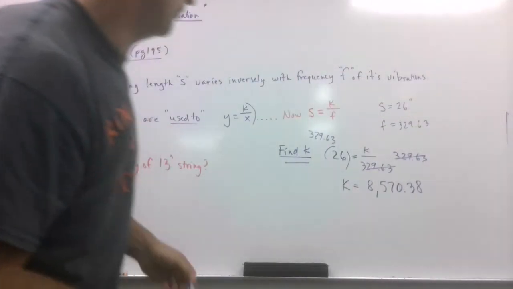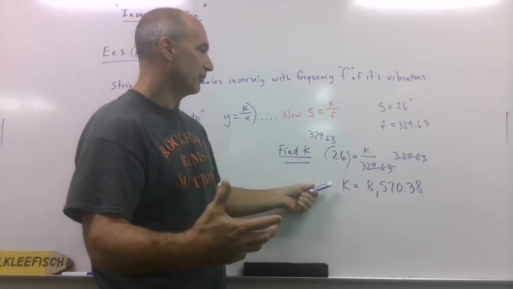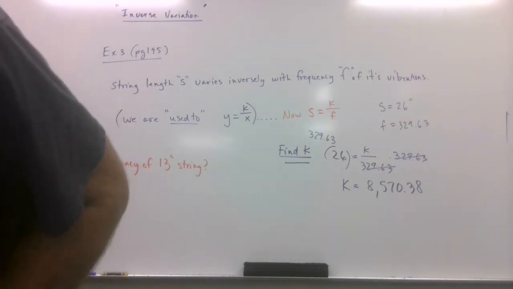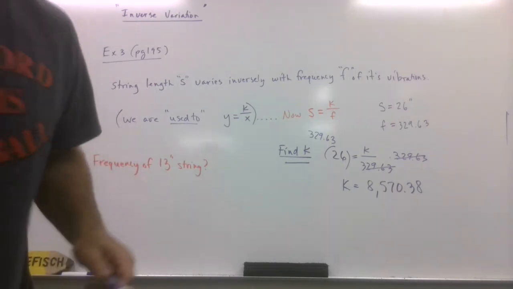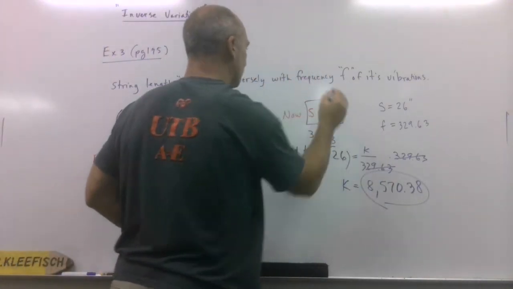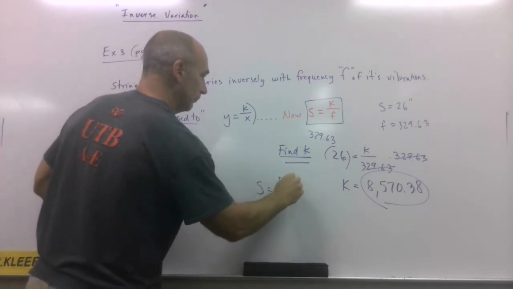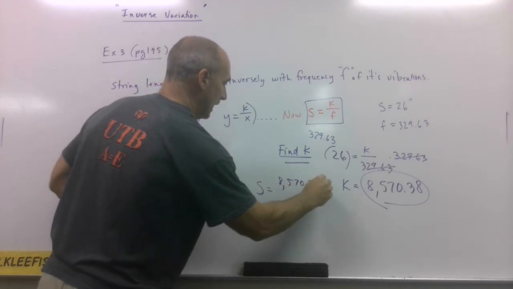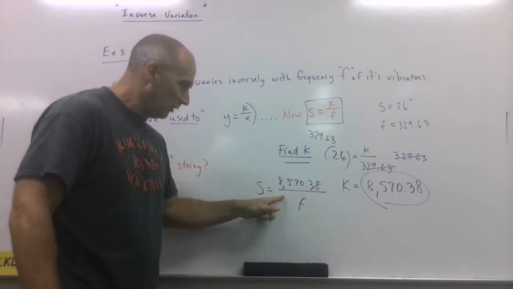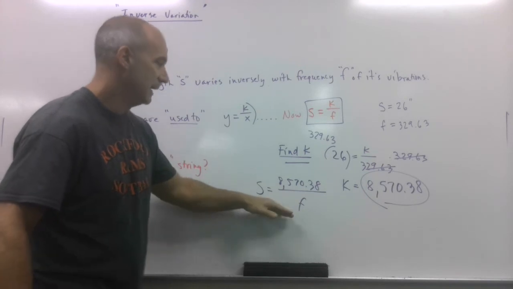Okay, so now we found K, but the question is, find the equation. How do they word that? Let me see. It says, find the equation for the inverse variation. So basically we found this, so now we're going to take it back into here and just say, hey, S equals 8,570.38 all over the frequency. Then we can answer any question about it. If they change the string length, we'll know the frequency. And that's what they do.